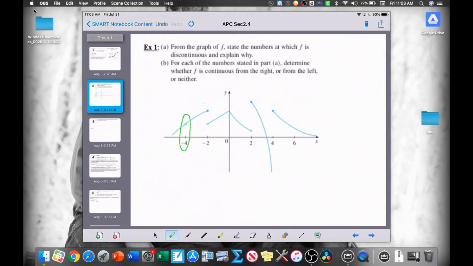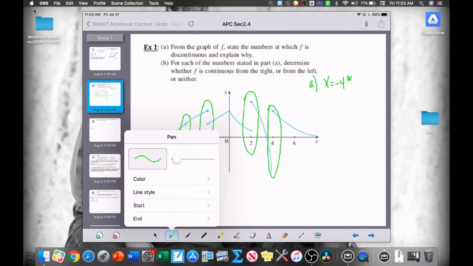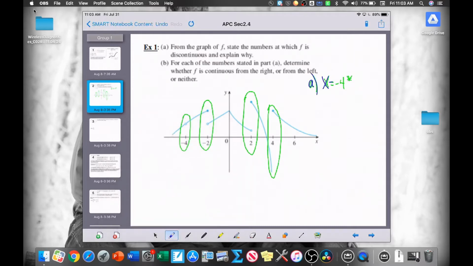We have another discontinuity at x equals -2. We have one at x equals +2, and we have one at x equals +4. So for example 1, part A, it says state the numbers at which f is discontinuous and explain why. So x equals -4, the graph is discontinuous, and that's because there's a hole there. So I'm going to switch colors. That green's a little hard to read here. At x equals -4, we would say that f is undefined, right? Because we have a hole in the graph at x equals -4.